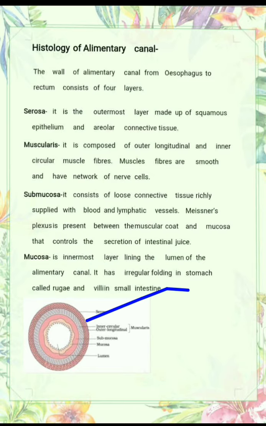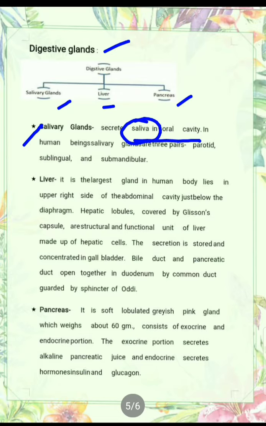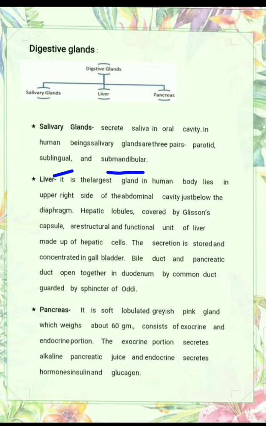So now we will take up the digestive glands. As I told you, digestive glands are also a main part of the human digestive system. There are three digestive glands in our body: salivary gland, liver and pancreas. First we will discuss the salivary gland. It is present in the oral cavity and secretes saliva. In human beings, salivary glands are of three pairs based on their position: parotid, sublingual and submandibular. And next one is the liver.